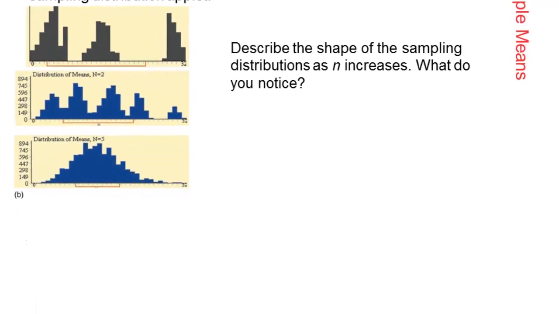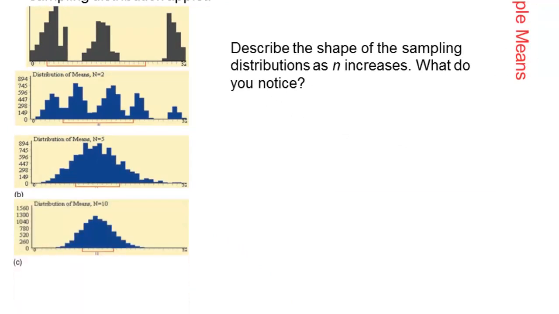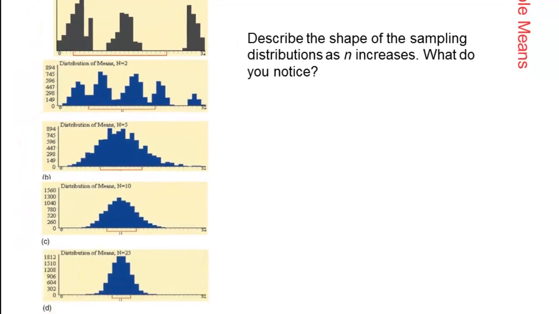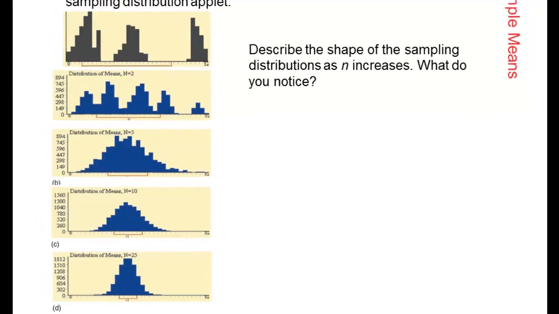If I increase the sample size to 5, the distribution looks like this. It's starting to become more normal. It is still a little bit skewed to the right. Here's a sample size of 10, still a shade skewed to the right. But when I take a sample size of 25, it begins to look more and more like a normal distribution.